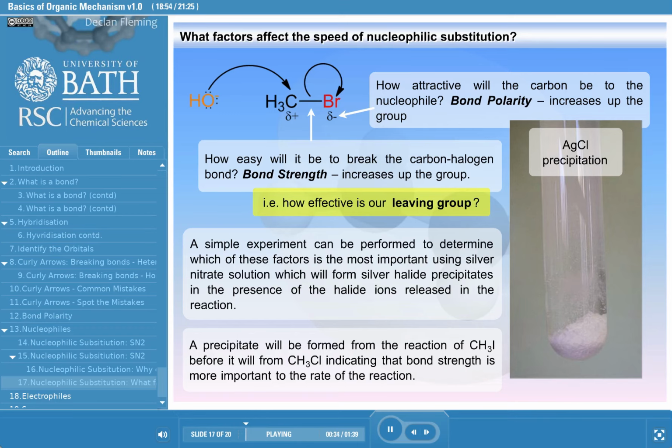One way of seeing which effect wins out is by adding some silver nitrate solution to the reacting mixture. As the halogen is substituted out as a halide ion, it will form a silver halide precipitate. Experiments show that silver iodide precipitates form first, suggesting that the strength of the bond to be broken is more important than its polarity. This echoes what I suggested in an earlier slide. The existence of the partial positive charge is a bit of a red herring. It's the existence of an effective leaving group which confers electrophilicity on the carbon attacked by our nucleophile.